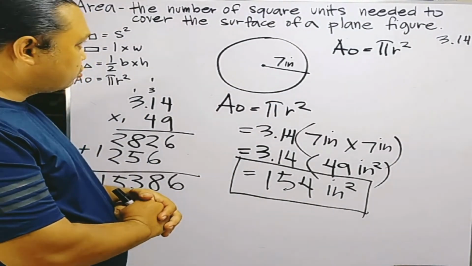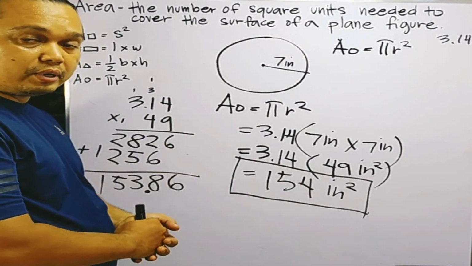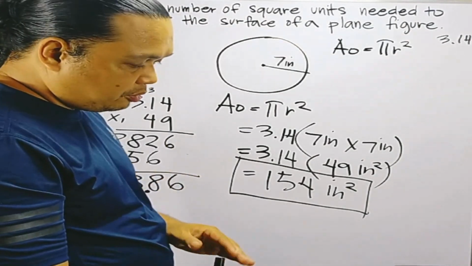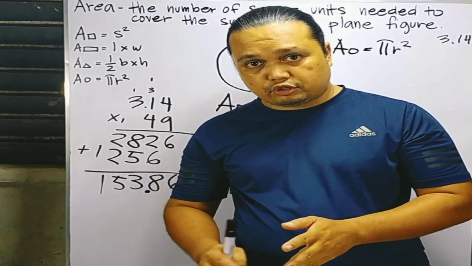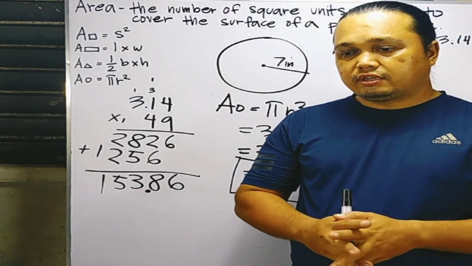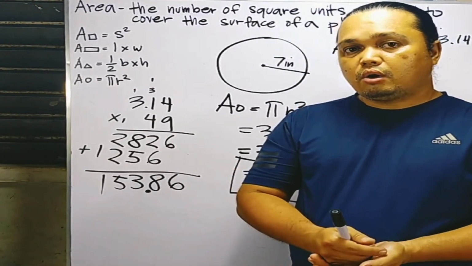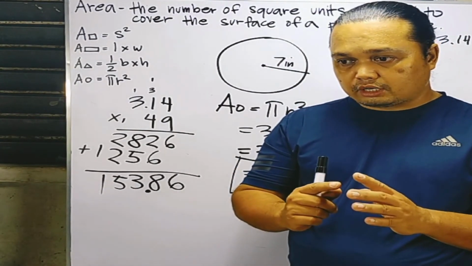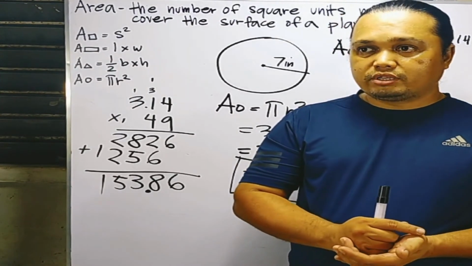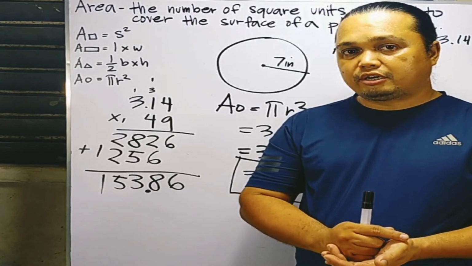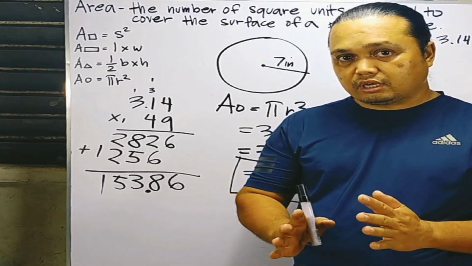So that's how we get the area of plane figures. Let's just remember that the formula for the area of a square is s squared. The area of a rectangle is length times the width, while the area of a triangle is 1/2 base times the height, and the area of a circle is pi r squared. We just substitute the given into the formula.